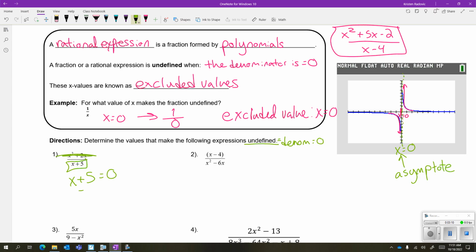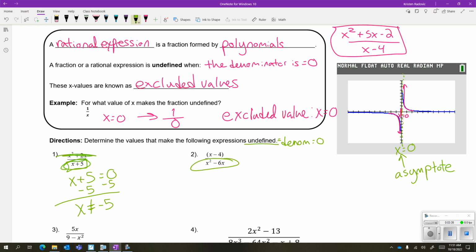If you were to solve x plus 5 equals 0, we get that x is equal to negative 5. Now, we don't want x to be equal to negative 5, because if you plugged in negative 5, your denominator would be 0. So instead, we say that x can't equal negative 5 because it is an excluded value.